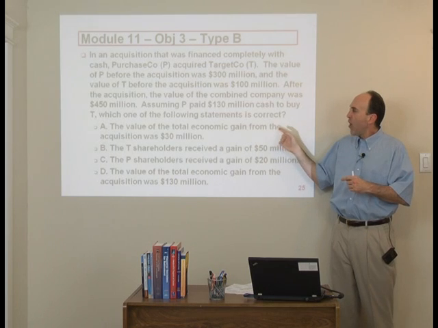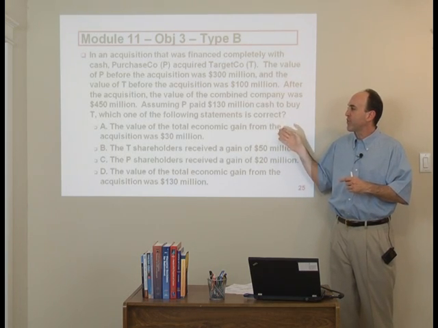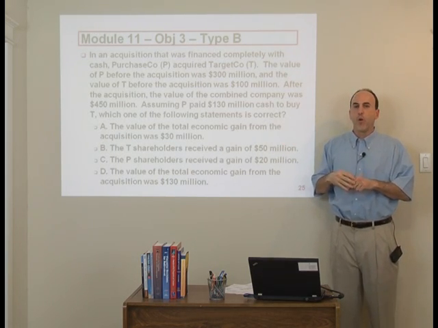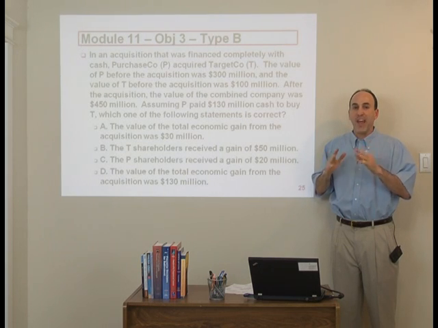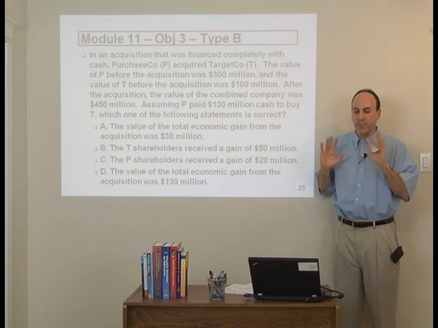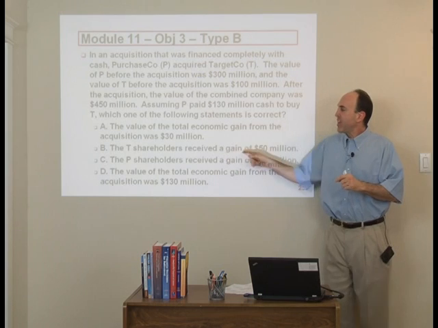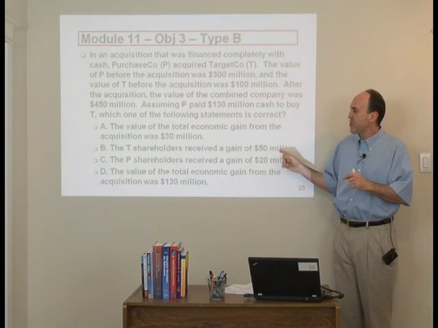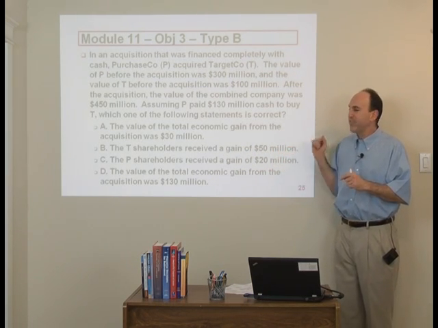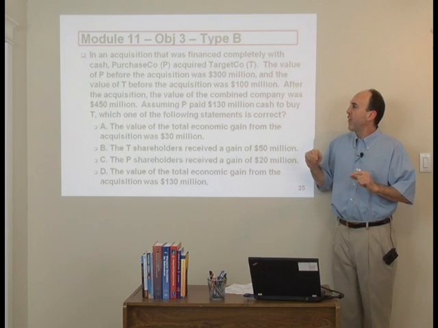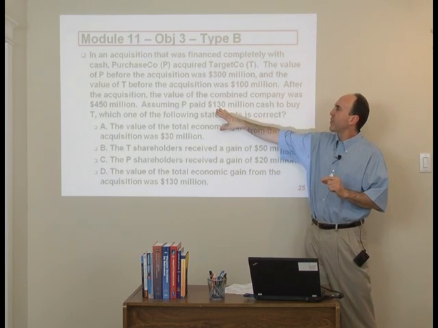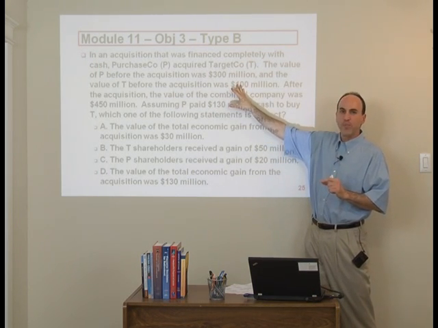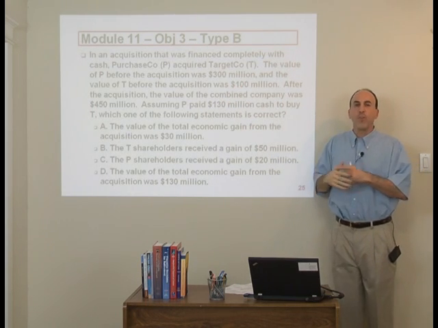The value of the total economic gain from the acquisition was $30 million. Well, that's false. The value of the economic gain was $50 million, so A is out. What about B? The T shareholders, the target shareholders, received a gain of $50 million. Also false, because they received $130 million, but their company was worth $100 million. So their gain was $30 million.